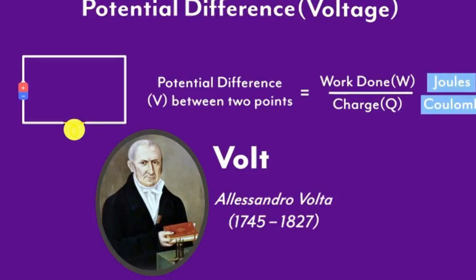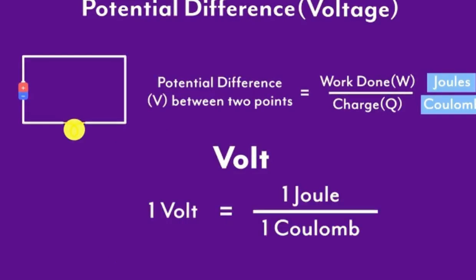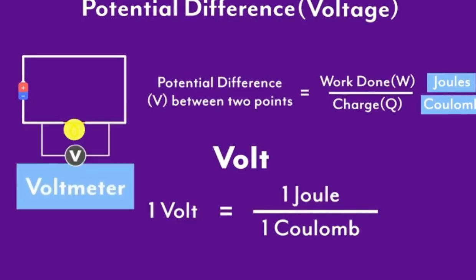How would you define volt in a current carrying conductor? It is the potential difference between any 2 points when 1 joule of work is done to move a charge of 1 coulomb from one point to another. Potential difference is measured by an instrument called a voltmeter. It is connected in parallel across the points between which the potential difference is to be measured.